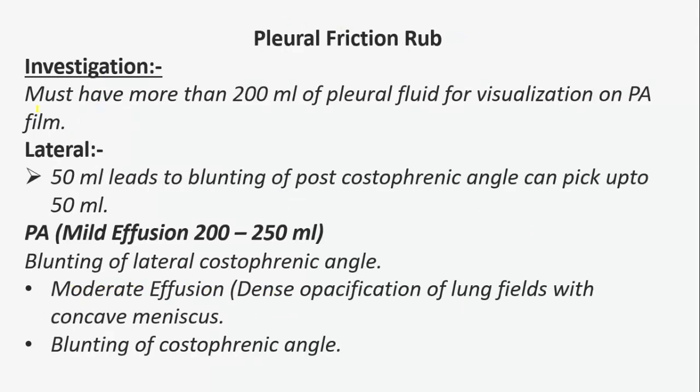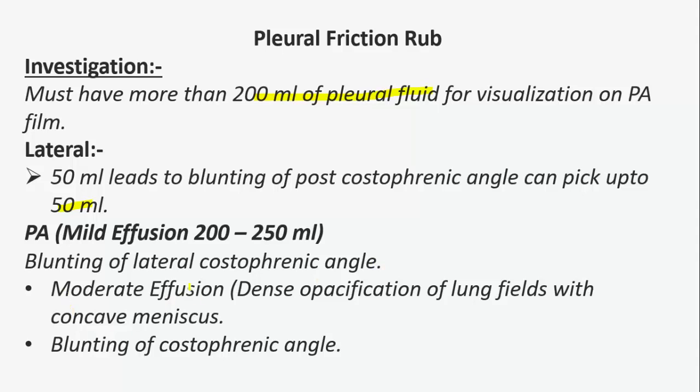On investigation, there must be more than 200 ml of pleural fluid for visualization on a PA film. In the lateral film, 50 ml leads to blunting of the posterior costophrenic angle, and it can pick up to 50 ml of excess fluid. On PA view, mild effusion is 200 to 250 ml and there will be blunting of the lateral costophrenic angle.